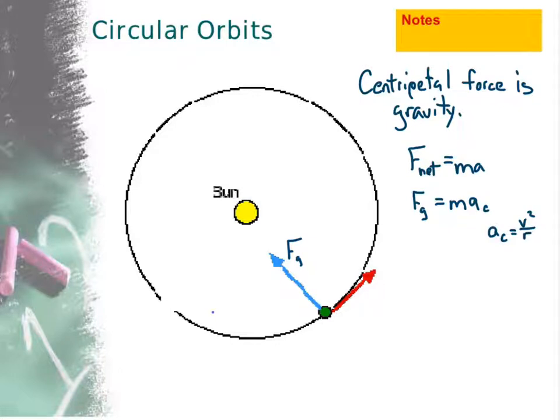So if we plug that in, it turns out that Fg equals m v squared divided by r. And now we can use Newton's law of universal gravitation in here. We have big G, big M, little m over r squared. Remember, this is force, so it's squared, equals m times v squared divided by r.